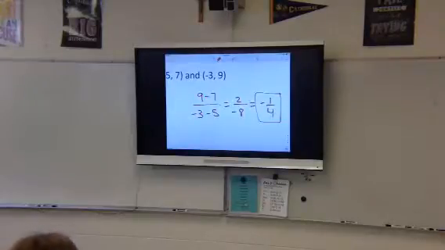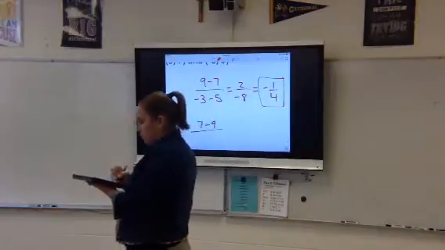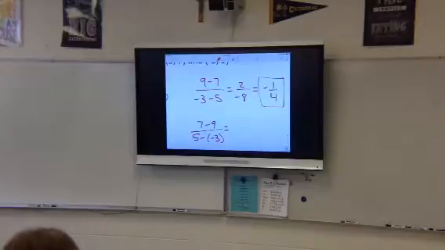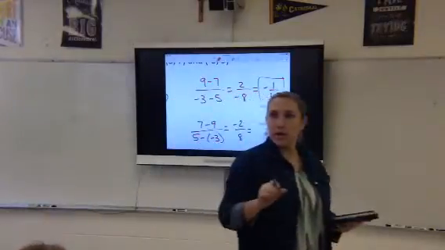Yes, John? What if you did it with 7 minus 9 on the top and 5 plus 3 on the bottom? You still get this one. You'll get negative 2 over 8. It does not matter where I put that negative, as long as I've got it there somewhere. So remember, it doesn't matter whether the negative is in the front, top, or bottom, as long as you've got one there somewhere, okay?